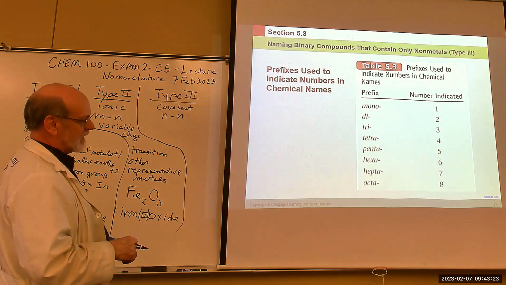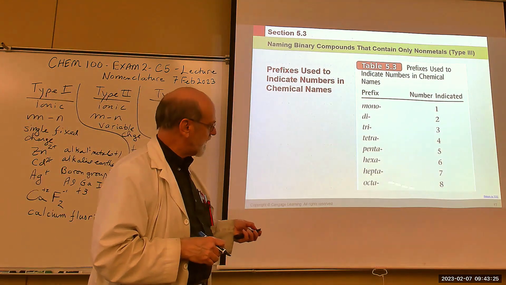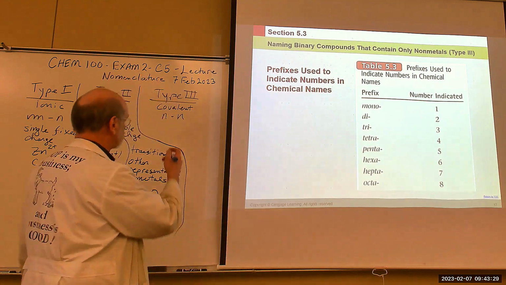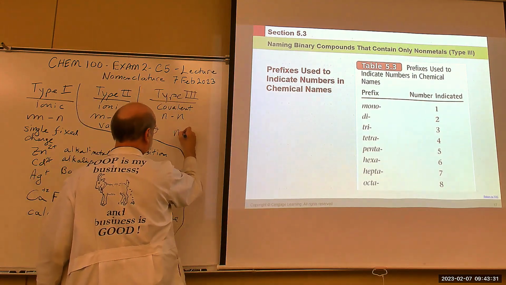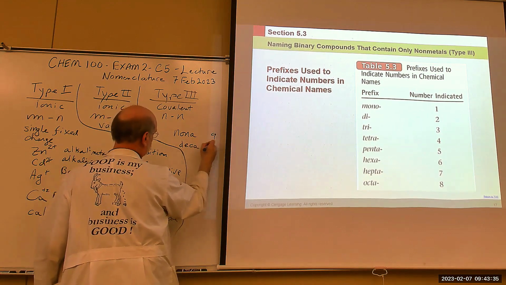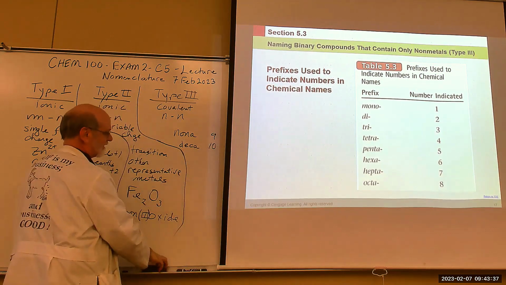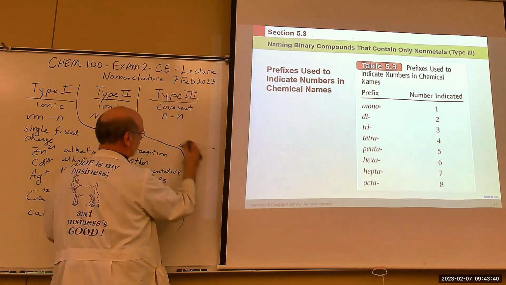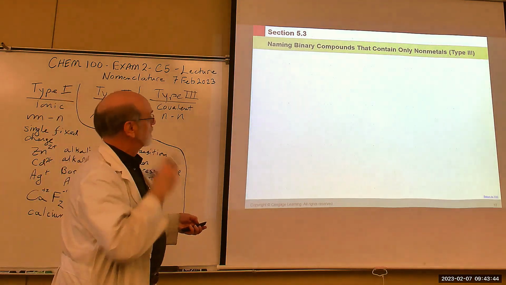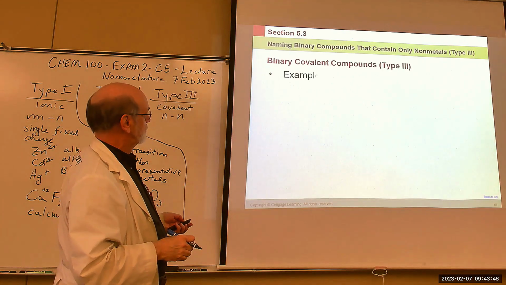All right. This list only goes down to 8, but I gave you 9 and 10. Nona is 9 and deca is 10. Okay, so let's get an example here.